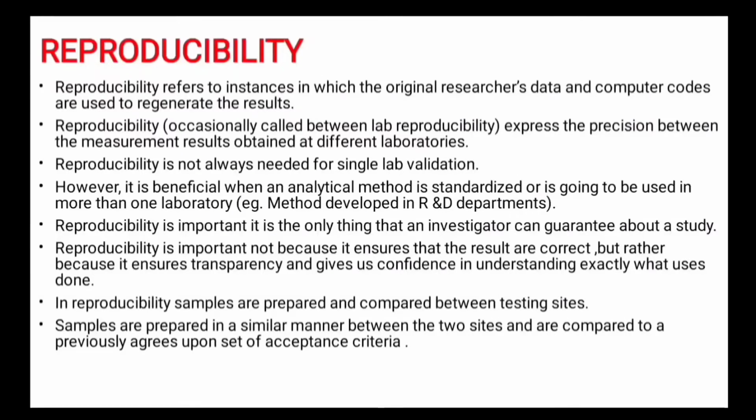Reproducibility in precision. Reproducibility refers to instances in which the original researcher's data and computer code are used to regenerate the result. It also refers to the result of collective studies among laboratories. Reproducibility, occasionally called between lab reproducibility, expresses the precision between the measurement results obtained at different laboratories. Reproducibility is not always needed for a single lab validation.